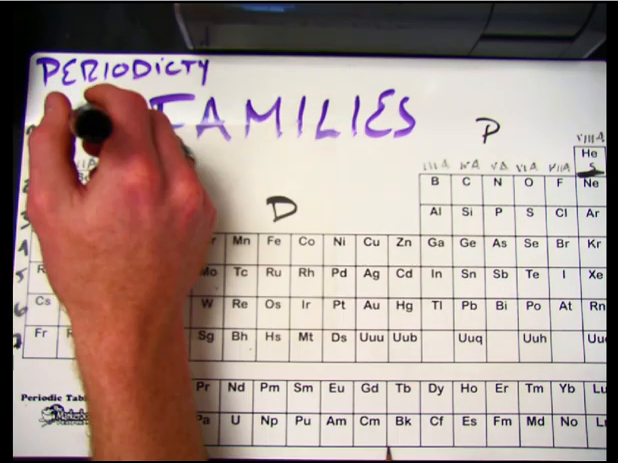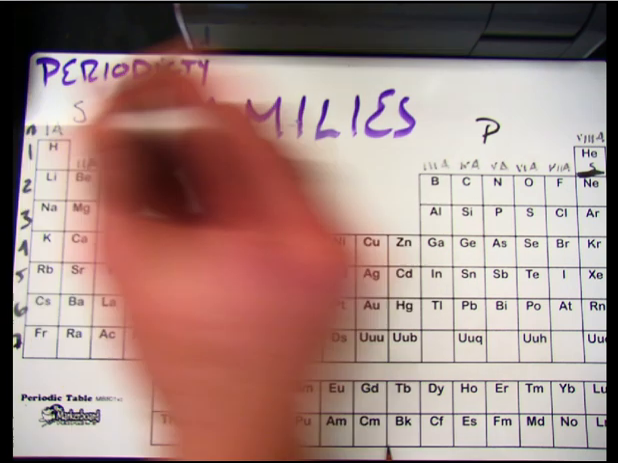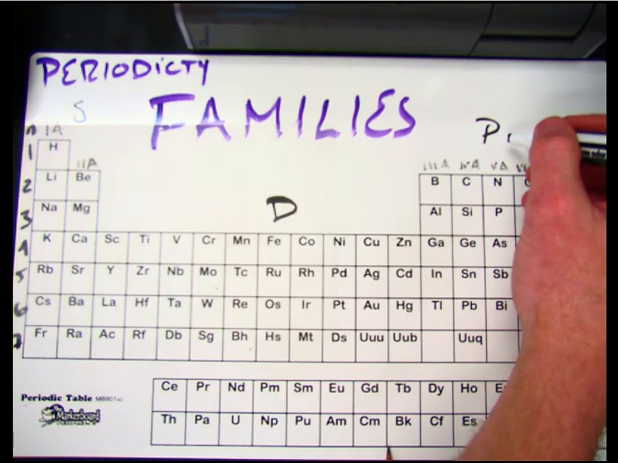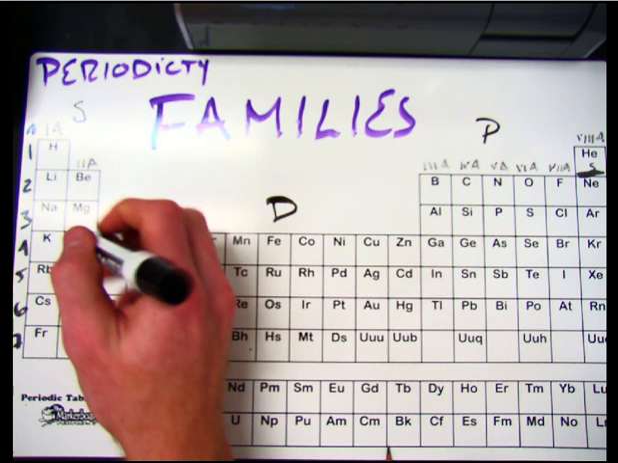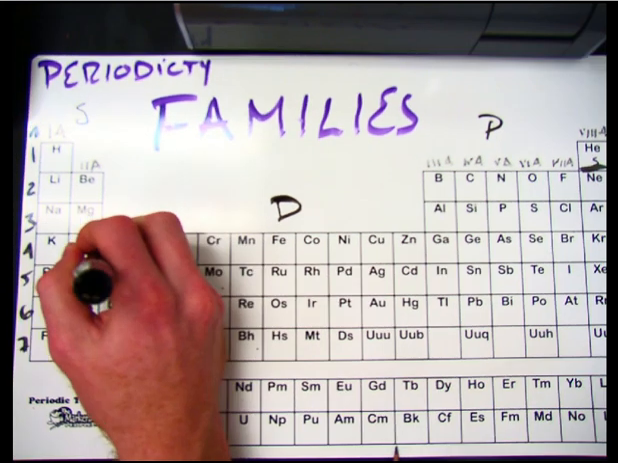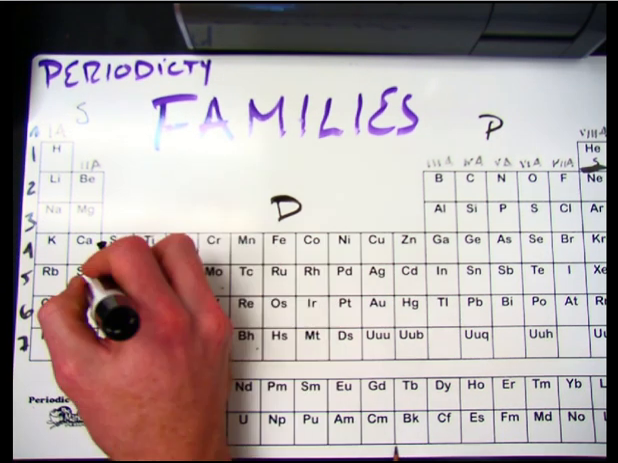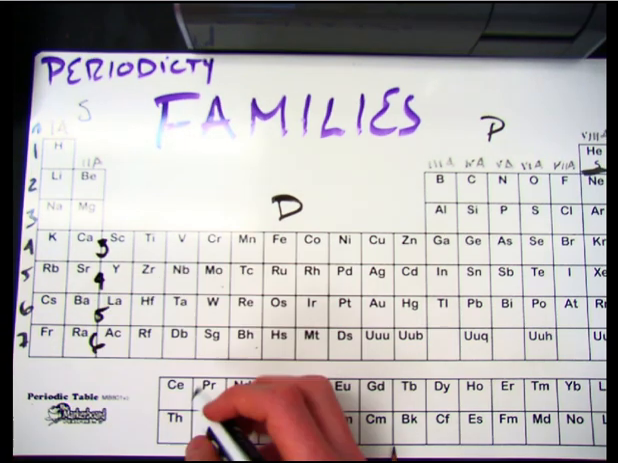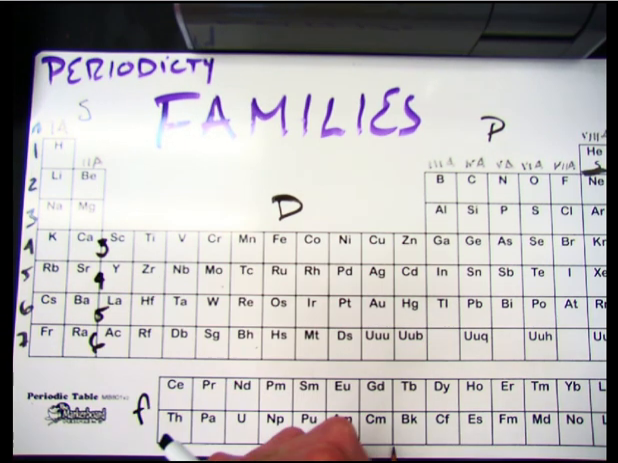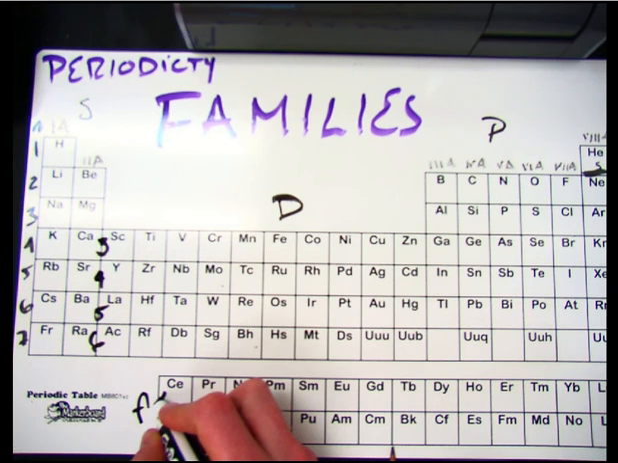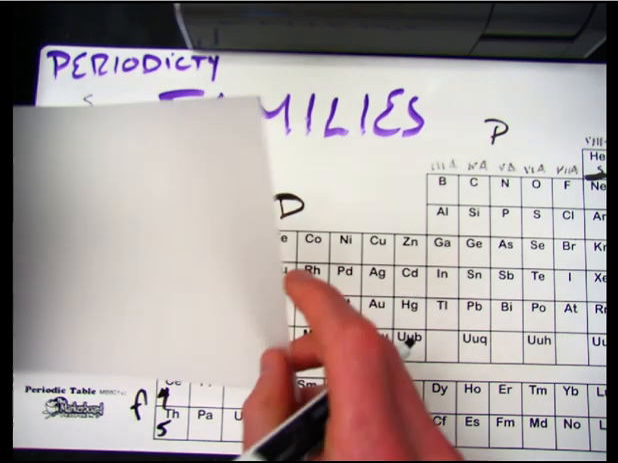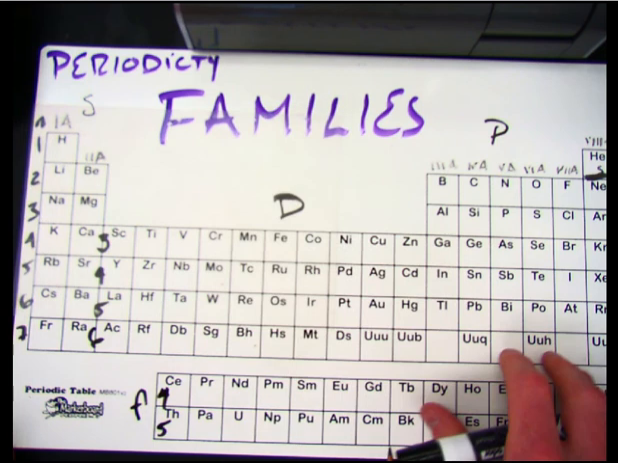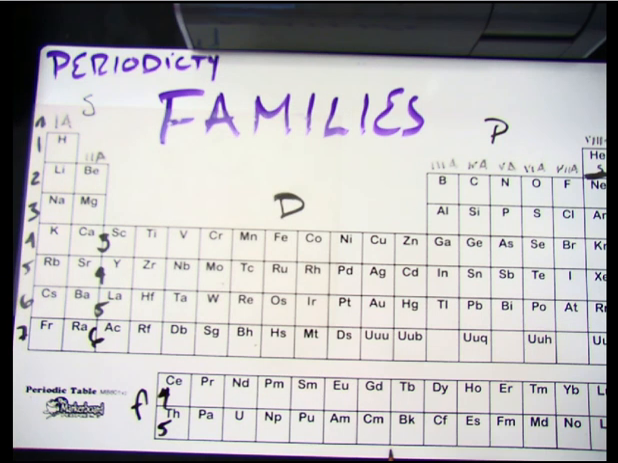S's start in row 1, P's start in row 2, D's don't start up until down here, and they start there because D is the third letter, so they'll start at 3, so this is 4, 5, and 6. F is the fourth letter, so it starts in 4 and then 5. And now I've got my principal energy levels for all of my blocks or principal wave formations.